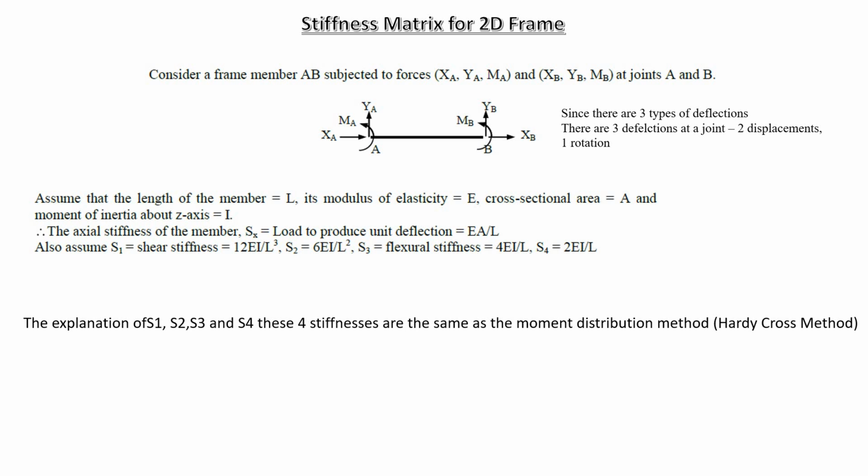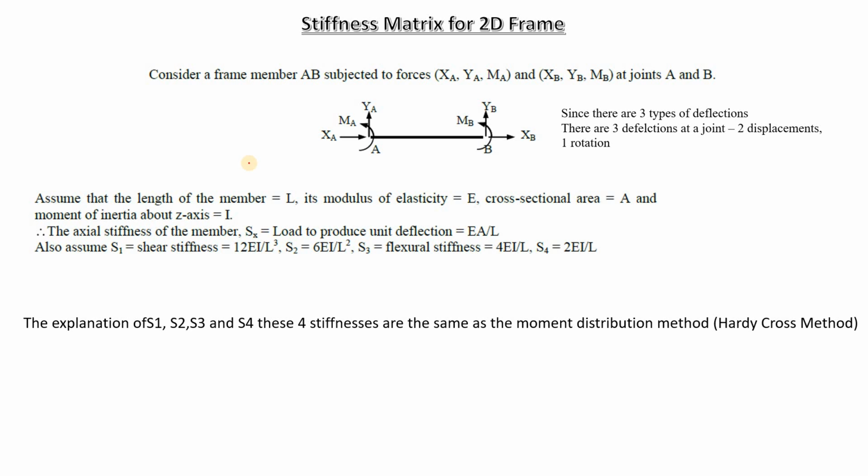This member is AB, which is subjected to a few forces that are seen here: XA, YA, MA, XB, YB, MB, where MA and MB are two moments. Okay, so the joints of member AB, the A joint and B joint, are both subjected to these forces. Since there are three types of forces, two forces and one moment, there are going to be three types of deflections, two displacements and one rotation. The rotation is actually coming because of the moment.